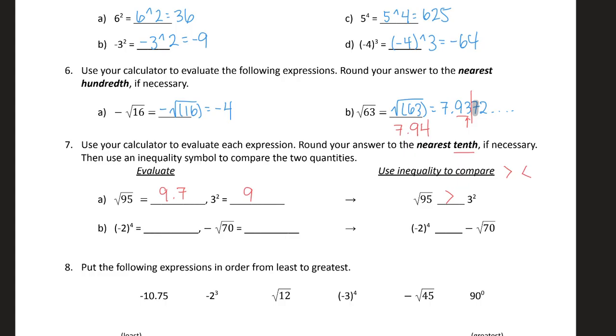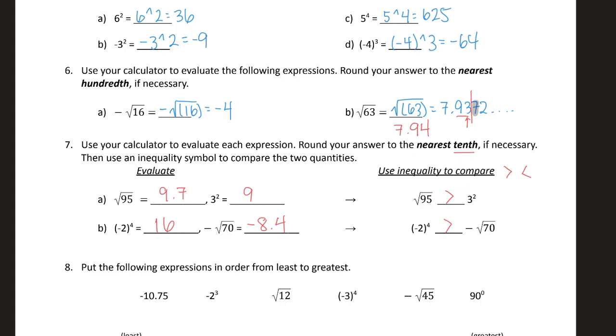All right, looking at B, negative 2 parentheses to the 4th power. When you put that in your calculator, you should get 16. And then when we do negative square root of 70, you should get negative, rounded to the nearest tenth, would be negative 8.4. So in that case, negative 2 to the 4th power is going to be greater than negative square root of 70.